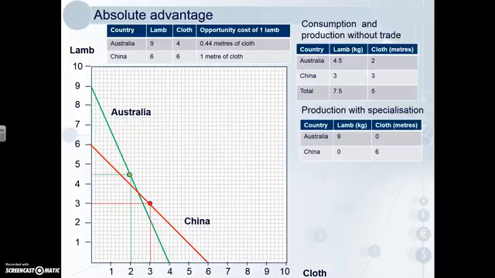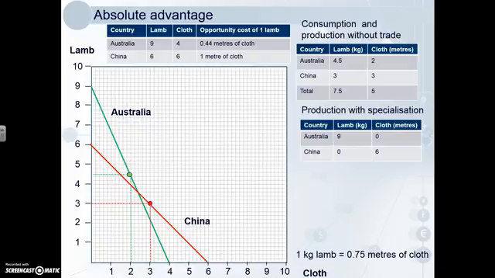Australia must receive more than 0.44 meters of cloth for a kilo of lamb, otherwise they might as well make it themselves. And China needs to give up less than 1 meter of cloth to get a kilo of lamb. Why would they trade 1 meter of cloth for 1 kilo of lamb when that is their local opportunity cost? We'll go somewhere in the middle and say that 1 kilo of lamb equals 0.75 meters of cloth.